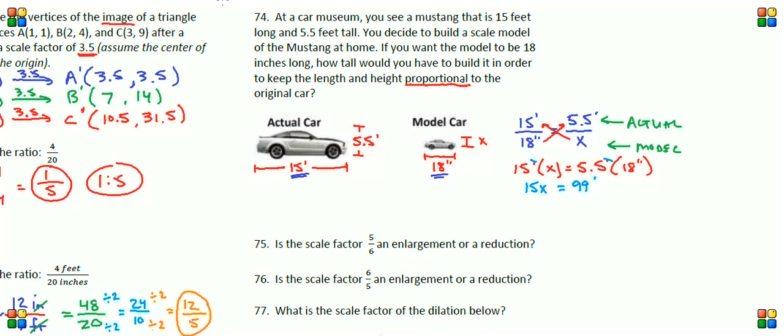We can go ahead now and divide both sides by 15. The 15 cancels on the left side because that turns to 1, and x is going to be equal to 99 inches divided by 15, which is 6.6 inches. So the height of our model car is going to be 6.6 inches, and that allows us to create a model that is proportional to our actual car.